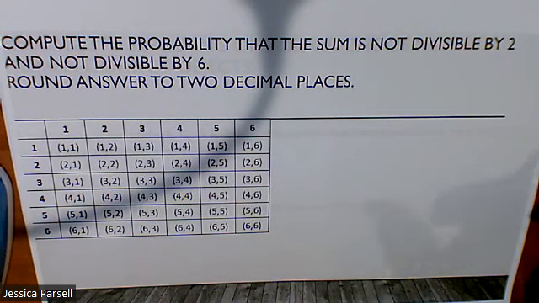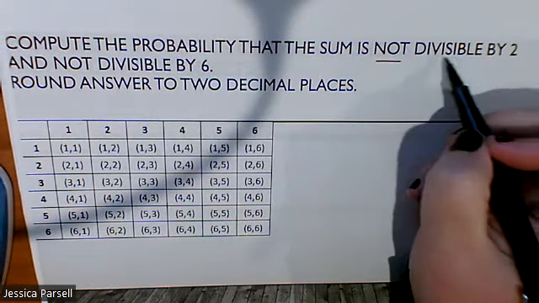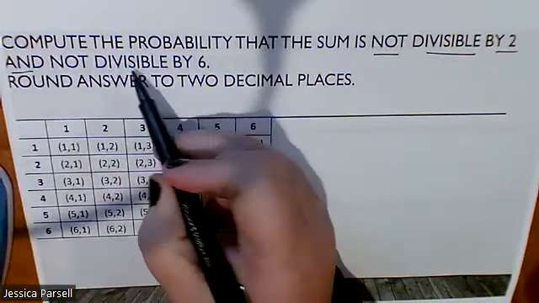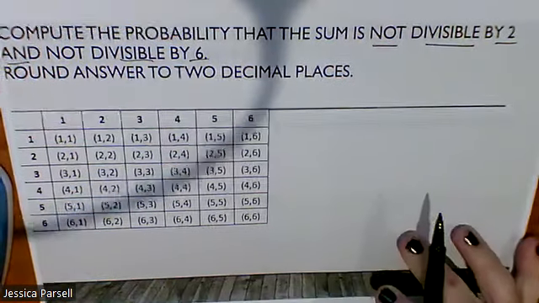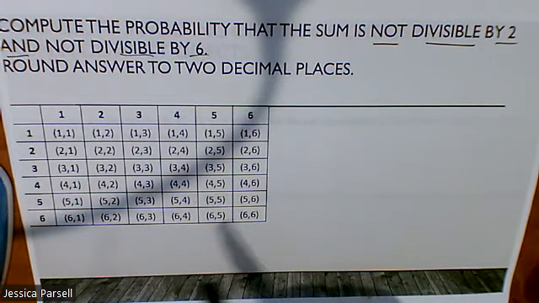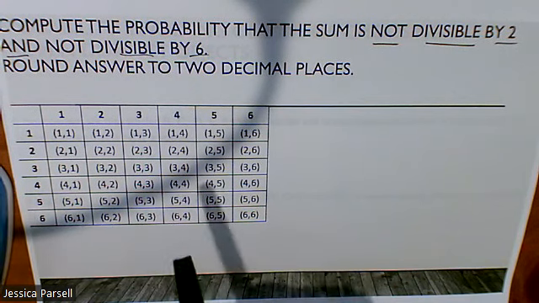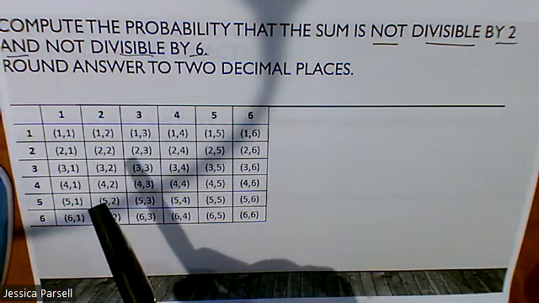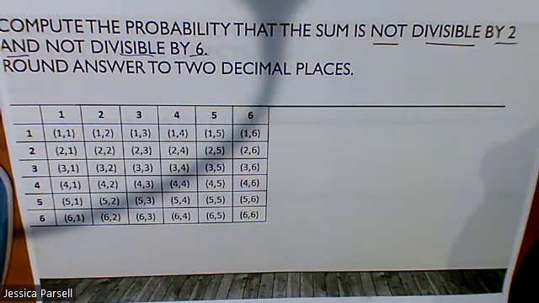Compute the probability that the sum is not divisible by 2, and it can't be divisible by 6. Again, round your answer to 2 decimal places. Okay, pause the video, and I want you to go through and think about which ones are going to meet these standards: not divisible by 2, not divisible by 6. And so we'll meet back in a minute.